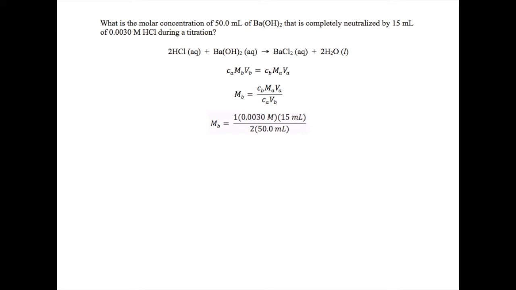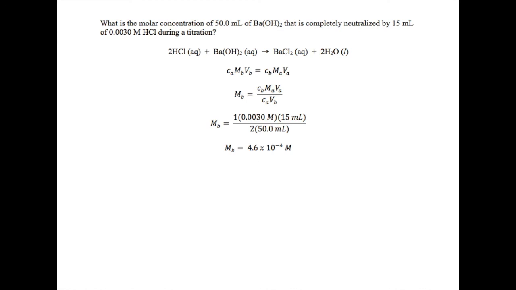In this case, the coefficient of the base is only 1, which came from the balanced neutralization equation. So we have 1 times the molarity of the acid, which is 0.0030 molar, times the volume of the acid, which is 15 milliliters, divided by 2, which is the coefficient of the acid from the balanced neutralization equation, times the volume of the base, 50 milliliters. When we divide that out, we get that the molarity of the base is equal to 4.6 times 10 to the negative fourth molar.